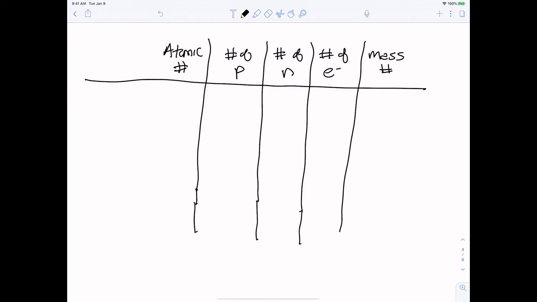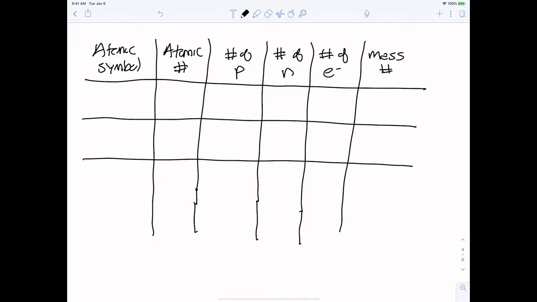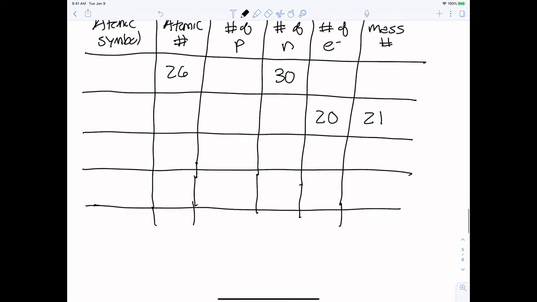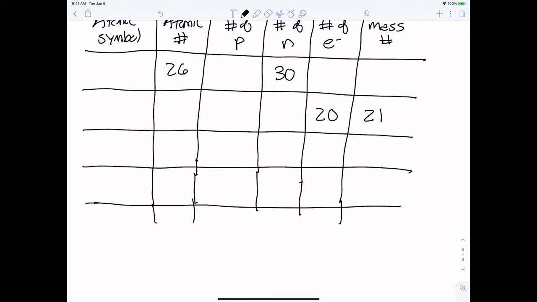And then, sorry for our incredibly messy table. So we'll do atomic symbol here. It just keeps getting worse, doesn't it? Okay, so just bear with me as I make some of these up. So let's do atomic number of 26, and we'll do 30 neutrons. Let's have a mass number of 21 and 20 electrons. And atomic symbol of Pd. Make sure your first letter is capital and your last letter is lowercase.